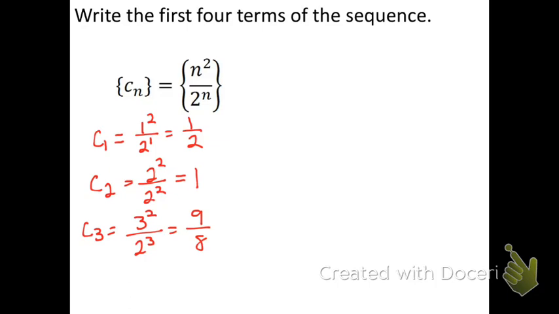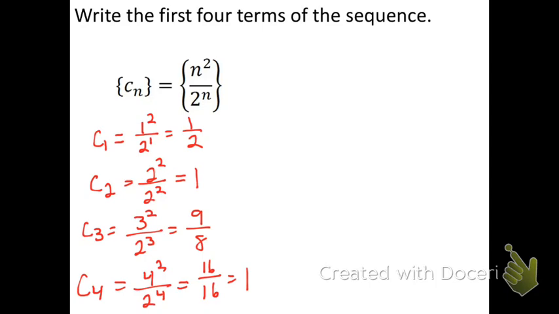So let's find one more, C sub 4. We have 4 to the second power over 2 to the fourth power. 4 to the second power is 16, and 2 to the fourth power is 16. And 16 over 16 is 1. And then we could keep going. If you wanted the 9th term, you'd plug in 9, whatever term you needed.